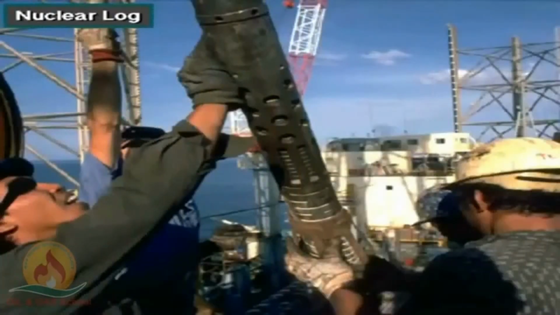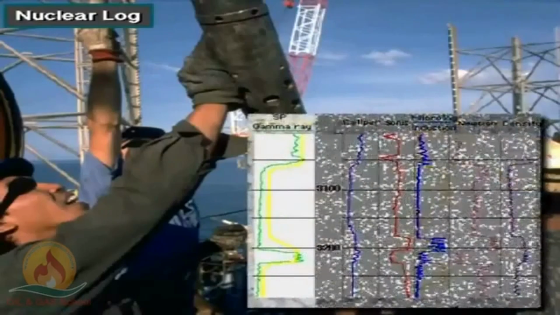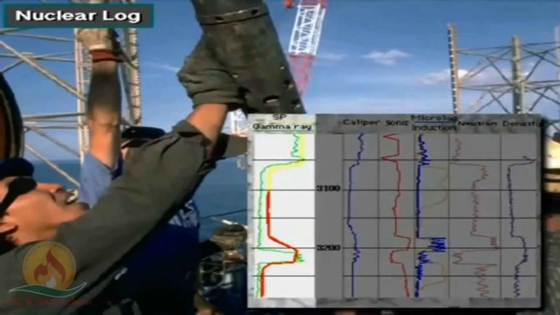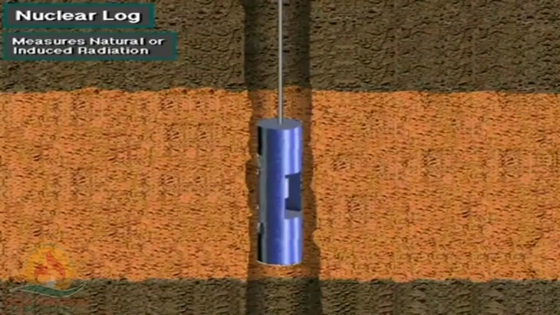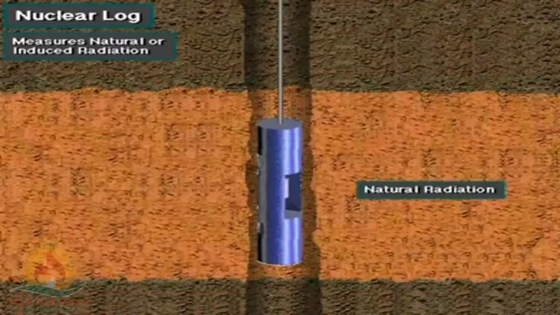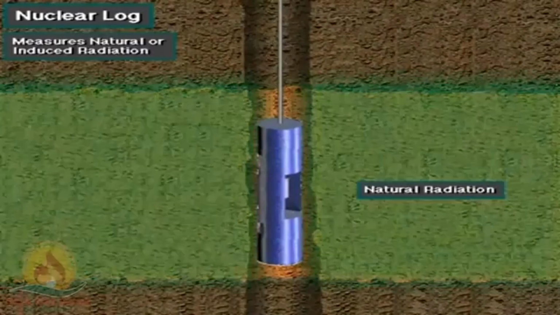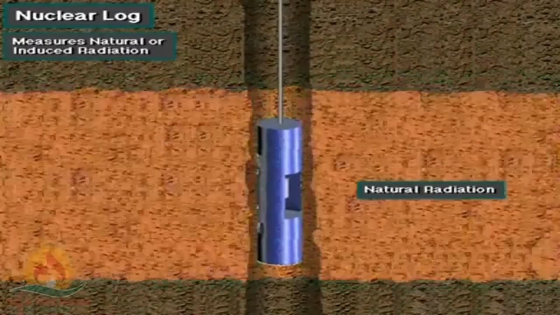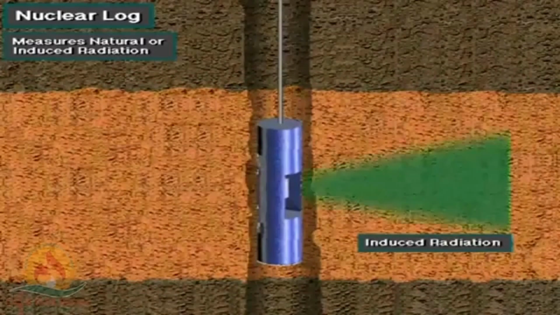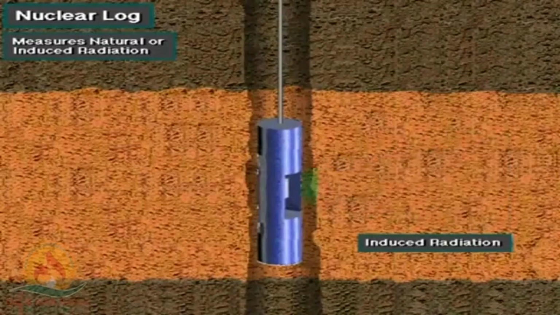A nuclear log, sometimes called a radioactive log, looks a lot like an electric log because it has curves that deflect left and right. Nuclear logs measure either natural or induced radiation in the formation. Natural radiation can indicate the type of rock and its density. Bombarding the formation with a low-level radioactive source in the logging tool can indicate whether liquids or gases are in the formation.